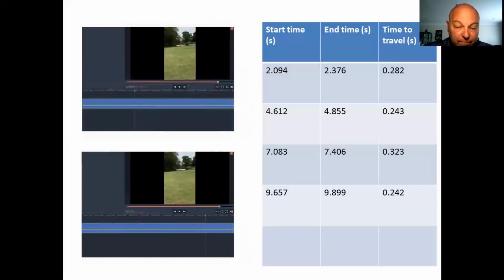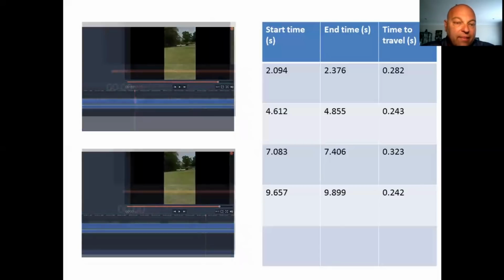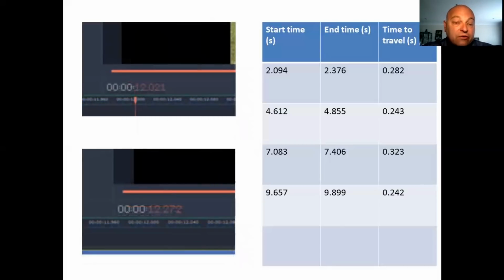And the last one on here, zoom them in then, that was 12.021 and 12.272. So let's put those into our table. You'll need to make sure you've got them written down. So if you haven't been writing them down as we go, you'll need to pause the video now, and then you can make sure you've got a little bit of time to write them all down. And then in a minute, we're going to go on and do some calculations, see if we can work out the speed.